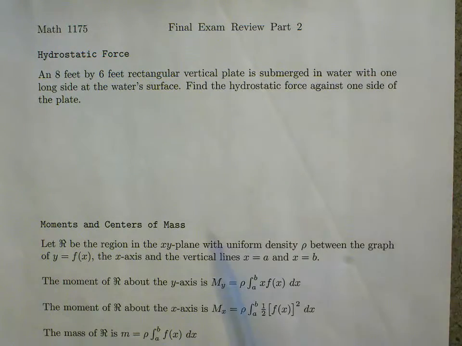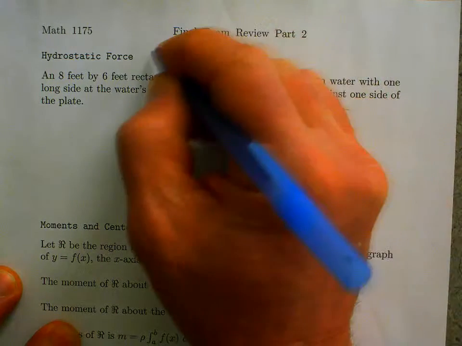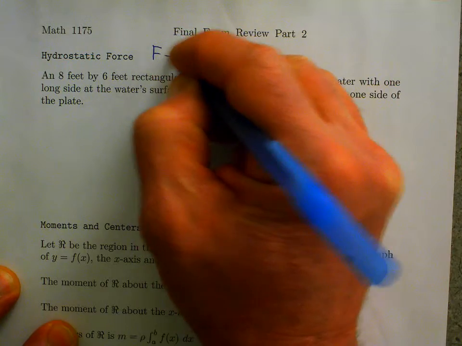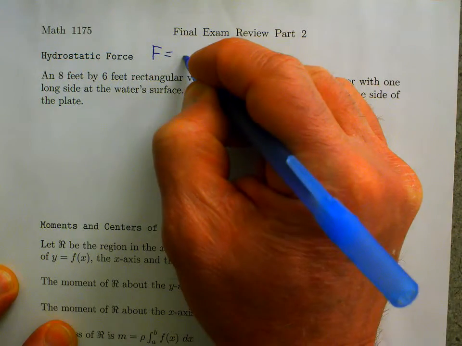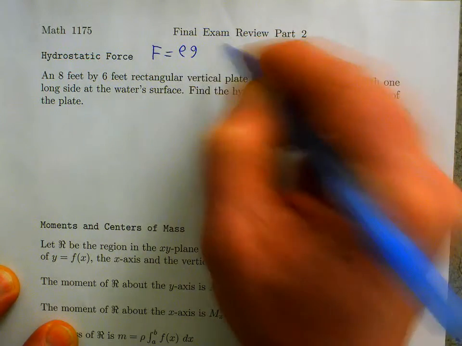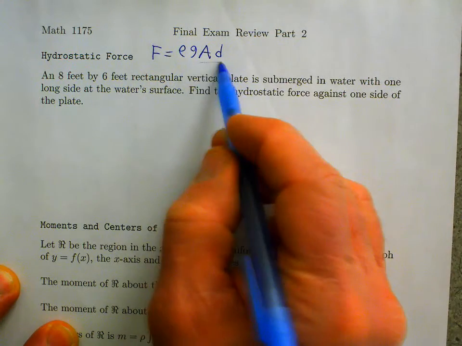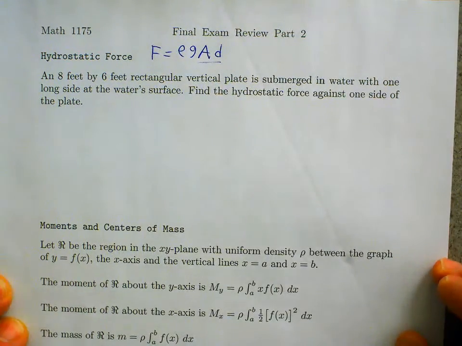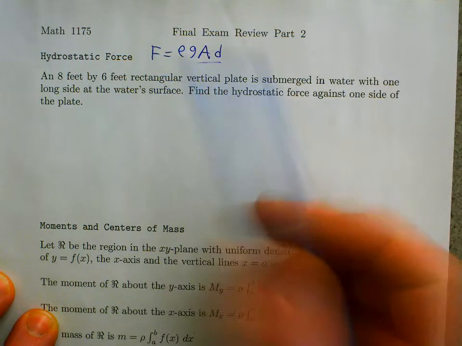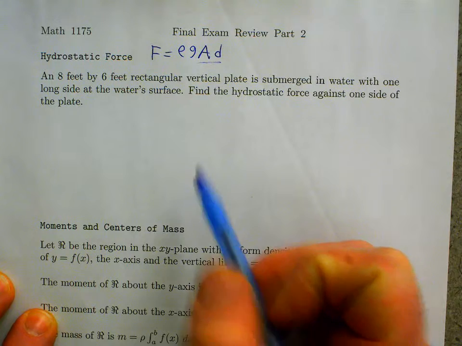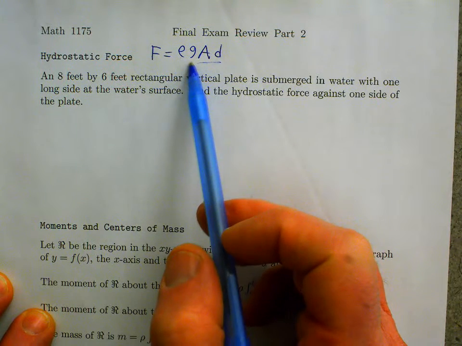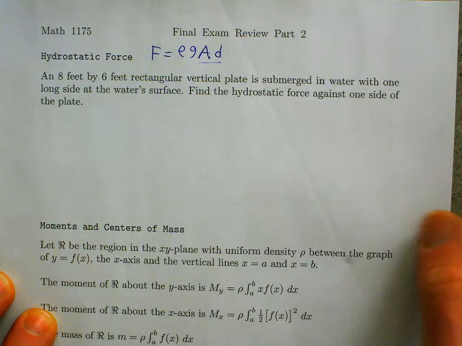Okay, let's review hydrostatic force. So remember, the hydrostatic force is rho times G times A times D. So A times D is the volume. It's the area times the depth. Rho is the density of the fluid. And G is the gravitational acceleration constant.